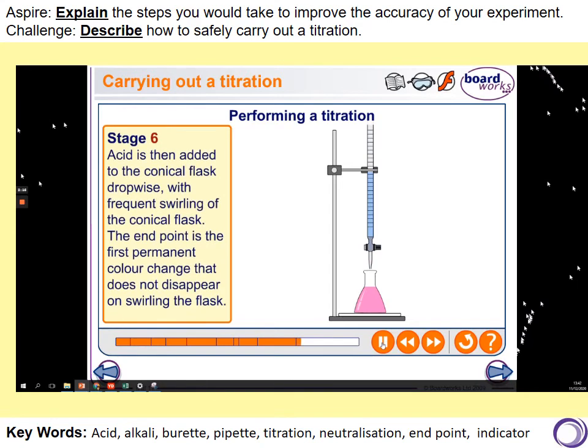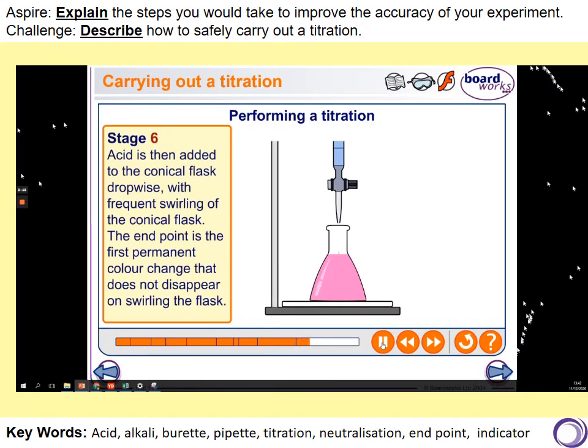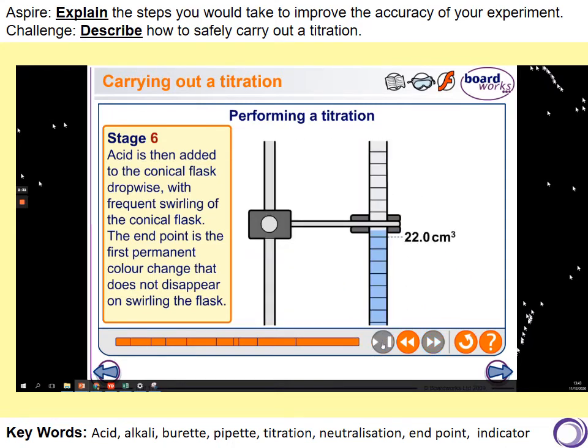When we get to this point, we will add the acid drop by drop, swirling after every drop so that we get an accurate measurement of exactly how much acid it takes to neutralise the alkali. We then ensure that we write down this value in our results table.